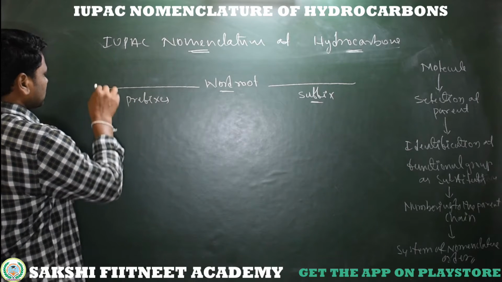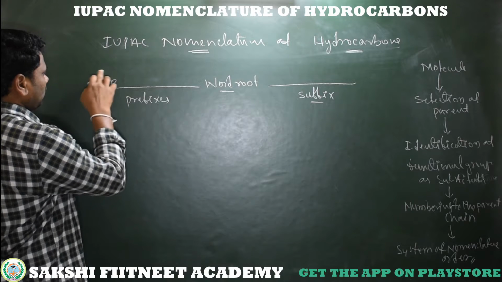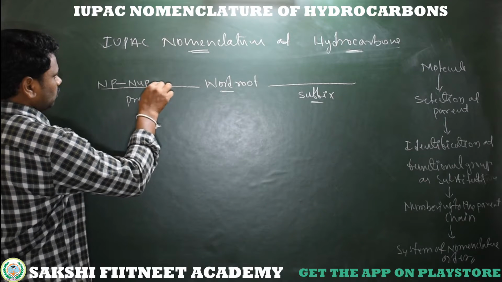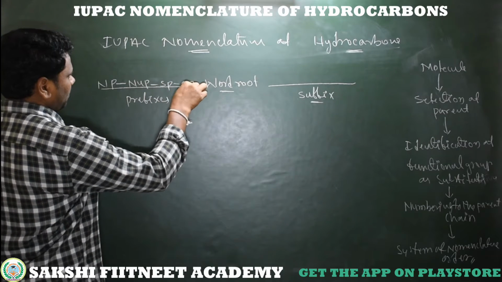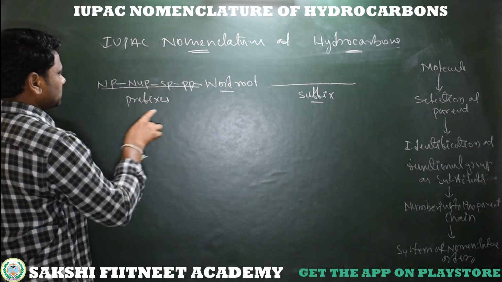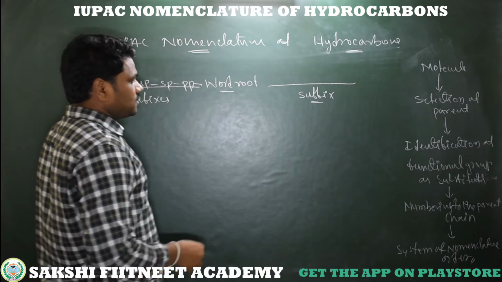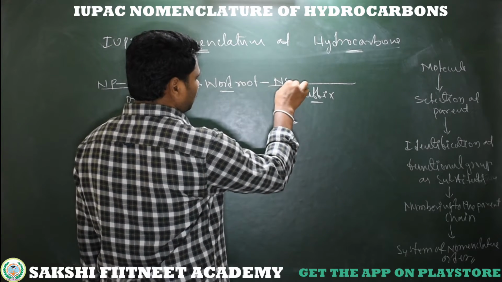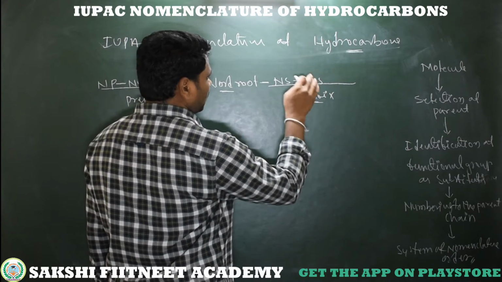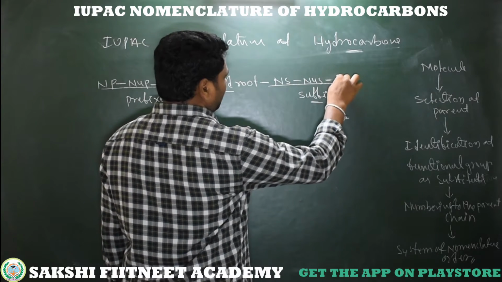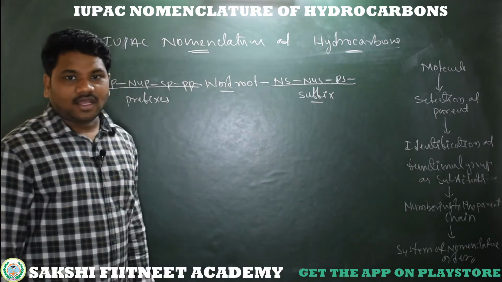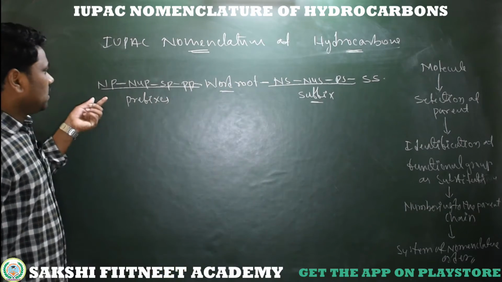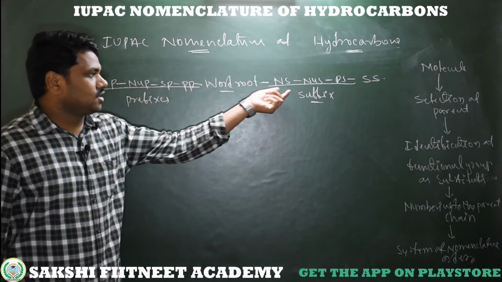So here what are prefixes? We need to take first the number prefix, then go to numerical prefix, then secondary prefix, then primary prefix. So this is the order of elements present in prefixes. And coming to suffixes, same here also. As soon as we complete the word root, we need to take a number suffix, then go to numerical suffix if needed, then primary suffix, saturation or unsaturation, then finally we should write the secondary suffix. So this is the order of IUPAC nomenclature elements.